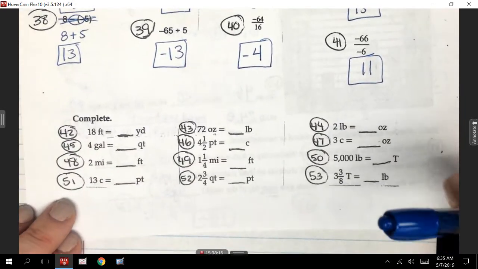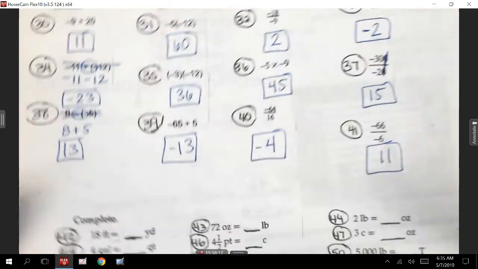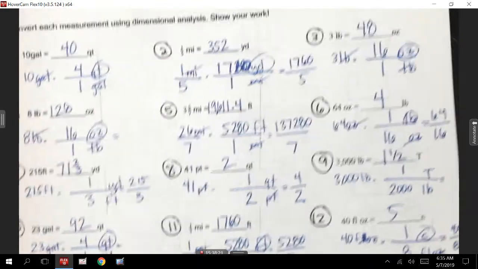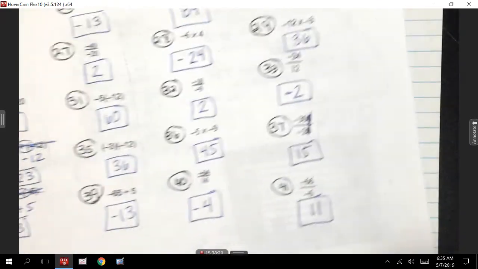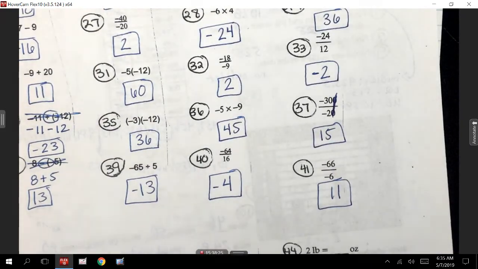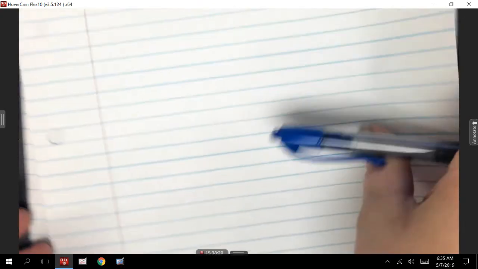All right, the last section, guys, is these conversions. If you'll remember, we did these on that third page in that packet. We're going to look at those again. I'm going to get a piece of paper out to work these on. I'm just going to work it on this one that we did 1 and 2 on. That would make more sense. All right, so we are on number 42 now.